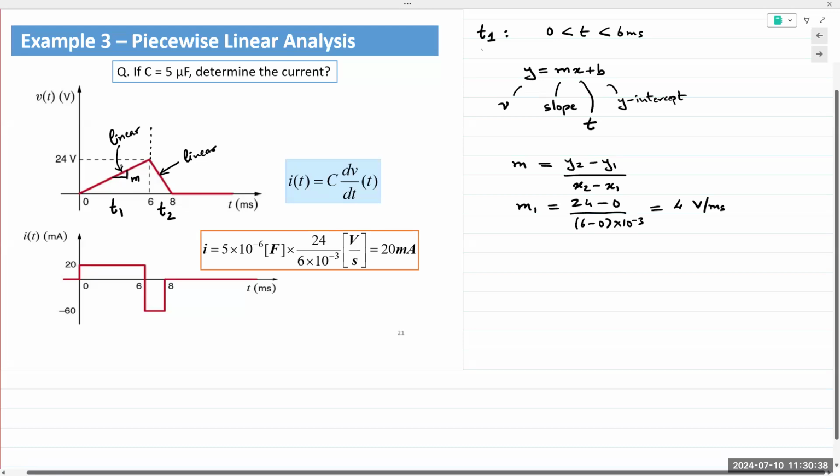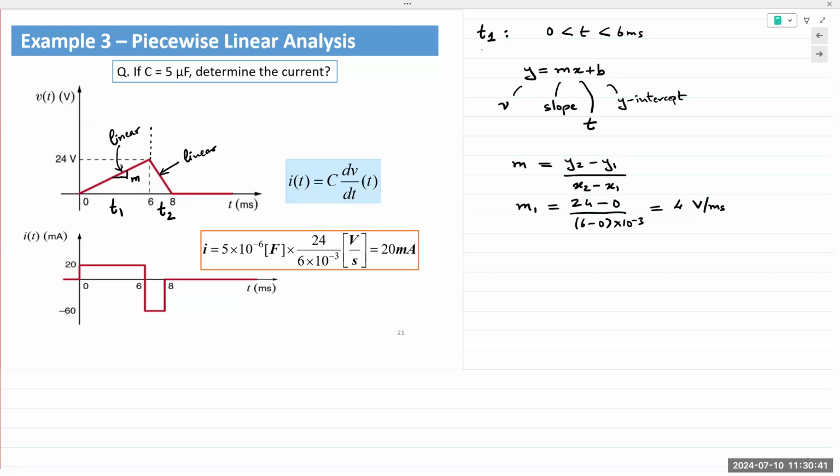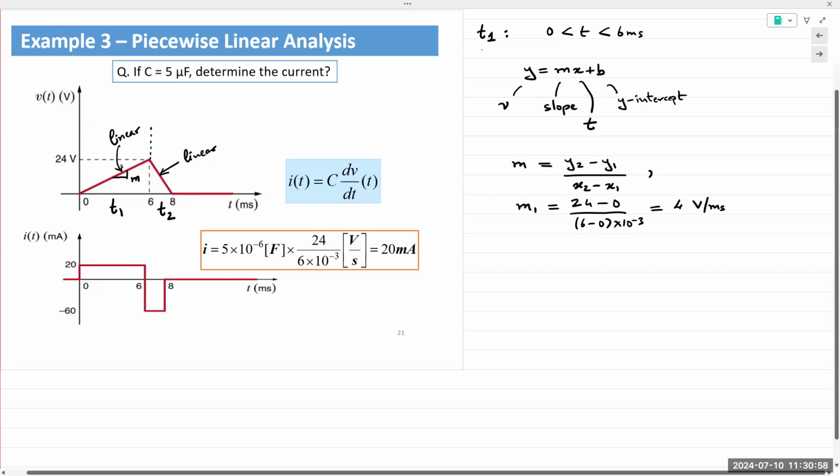dV over dt. The slope of the line is telling us the rate at which the voltage changes, because T is on the x-axis, voltage V is on the y-axis. So it gives us dV over dt. So M1 or M is dV over dt. So if we wish to find the capacitor current, I'm going to say I1, it would simply be C times M1.